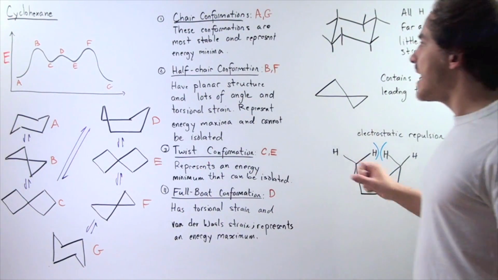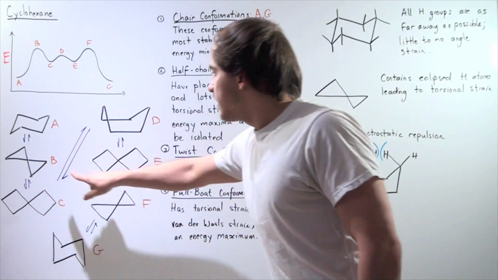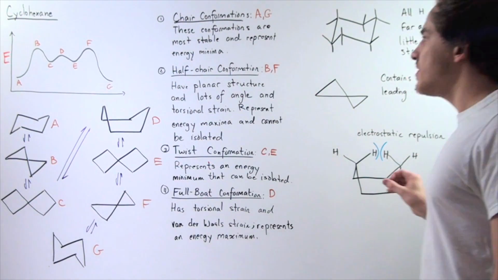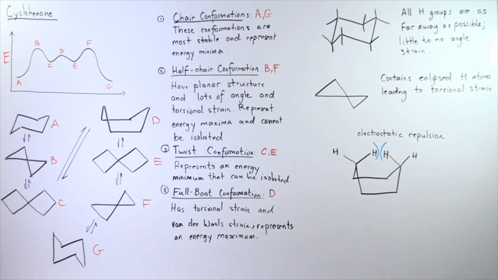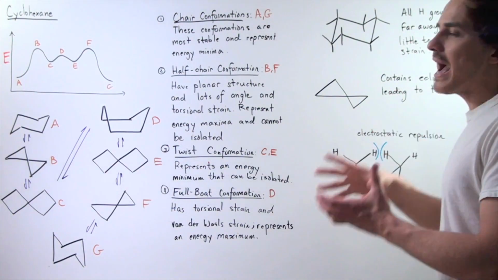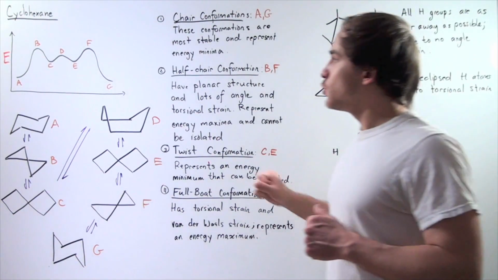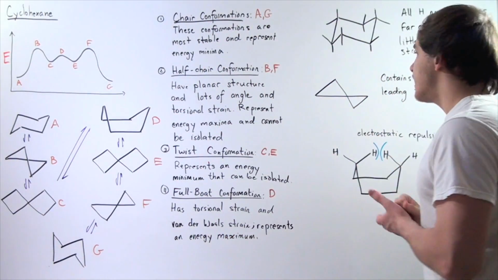Now, let's examine our half-chair conformations B and F, given by these two structures here. So here we have B. Why is it that this conformation is the highest in energy? Well, that's because it contains eclipsed H atoms, and this eclipsed conformation leads to torsional strain between our H atoms. So that's exactly why these two structures, B and F, will be our transition states. They'll be high in energy.